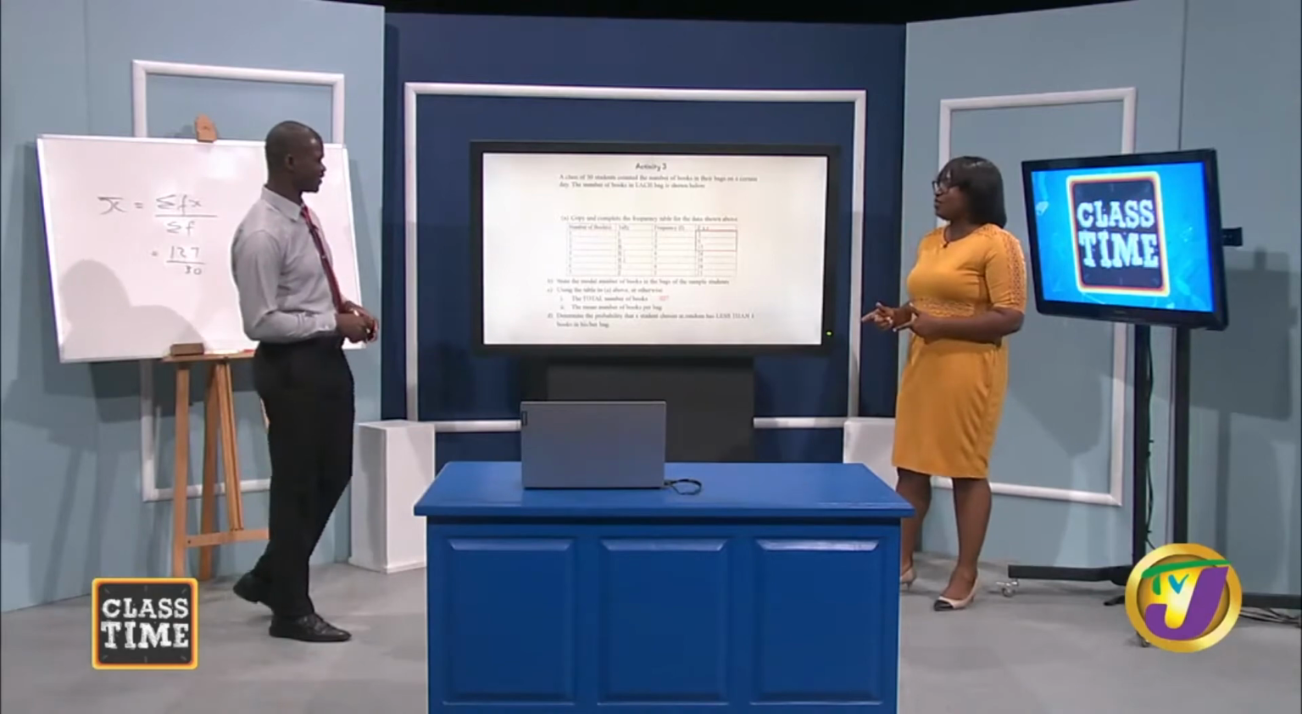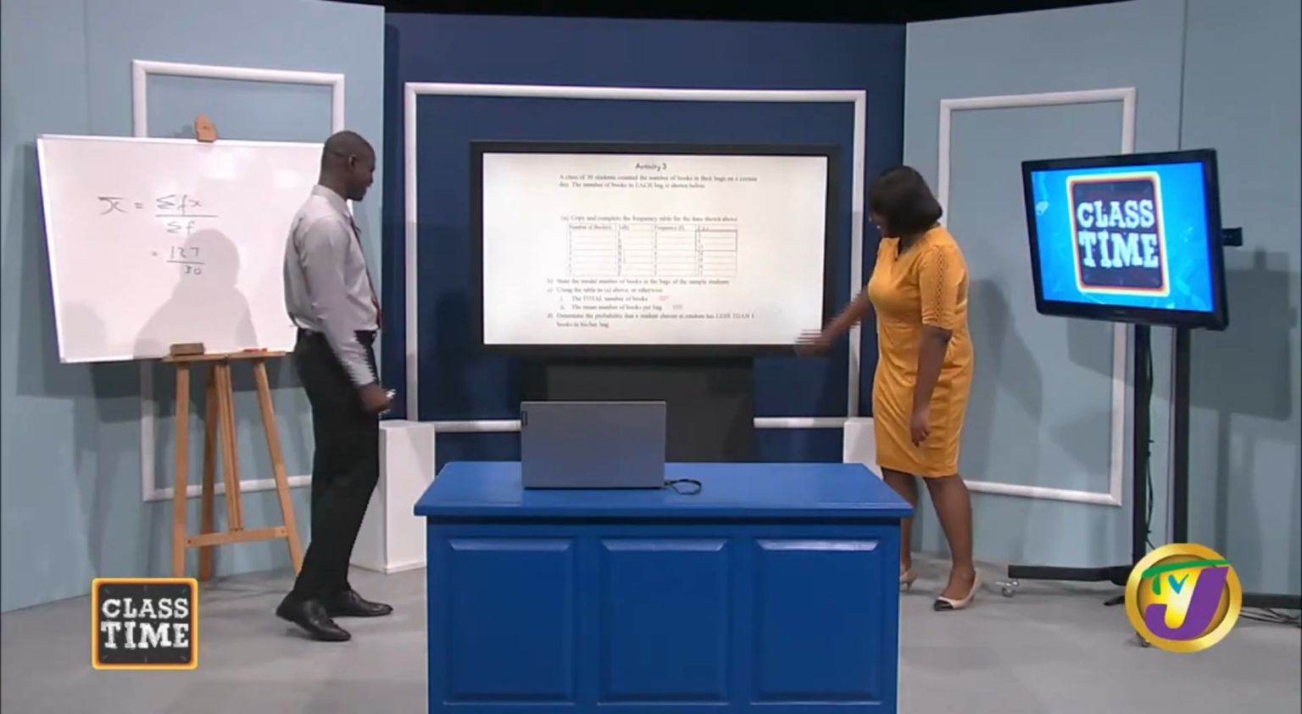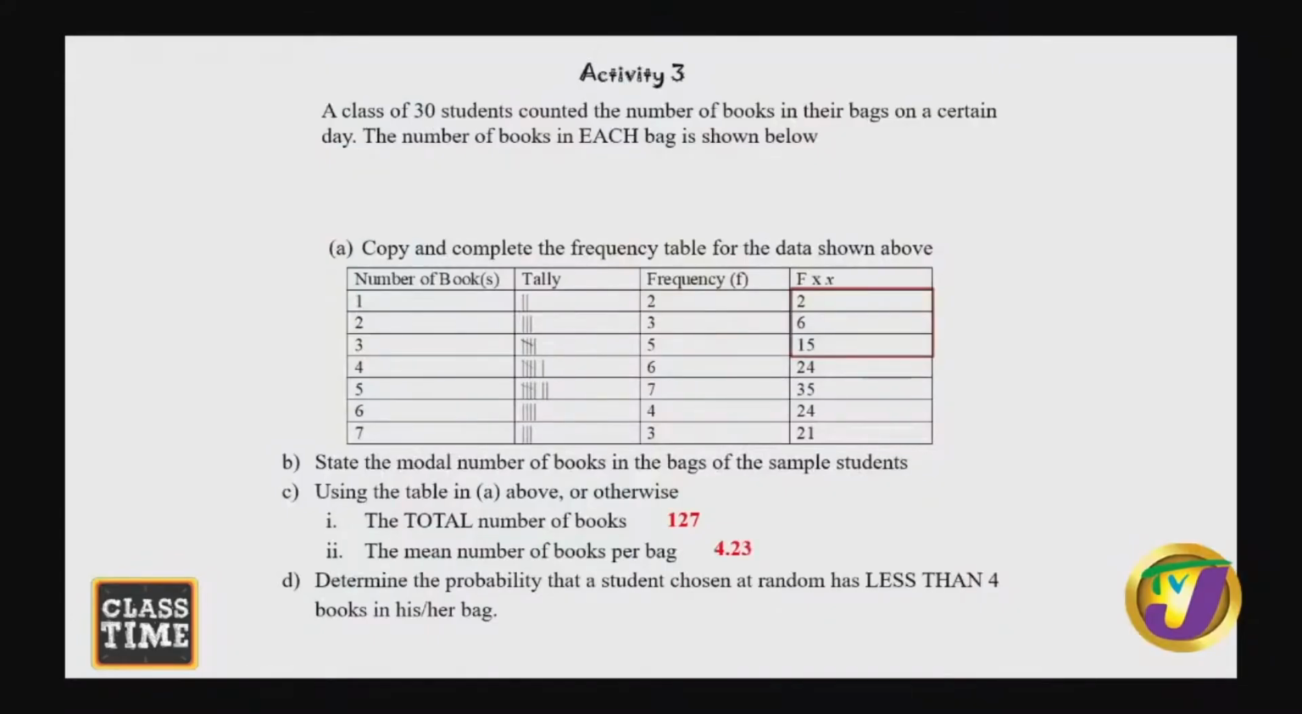You're sharp on the math this morning. Come, Mr. Price. That would have given us 4.23. All right. So the mean number of books per bag. So on an average, they would have 4 books.